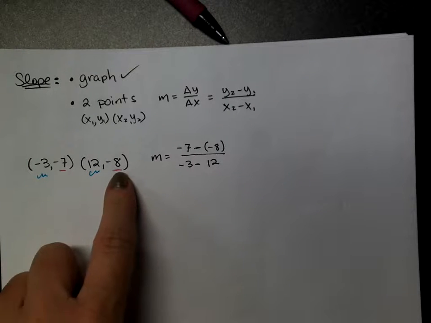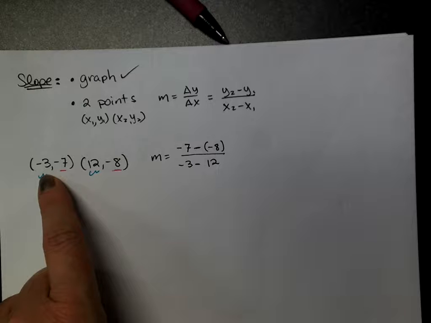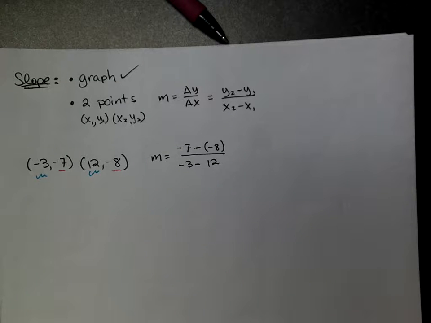It's okay if I did -8 minus -7 on top and then 12 minus -3 on the bottom. That's fine too. But I would not go -7 minus -8 on top and then 12 minus -3 on the bottom. I don't twist the order of them.